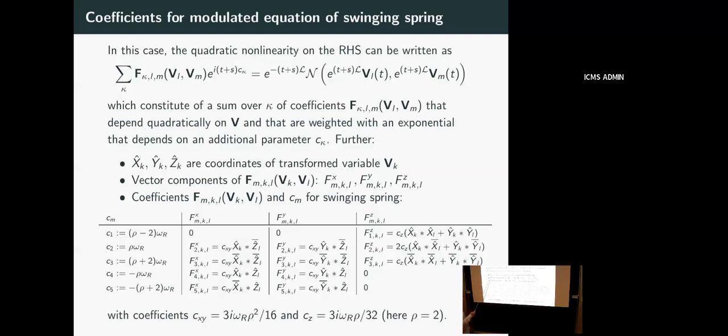And the hat components are those that are X, Y, and Z of the modulated solution. These are just a couple of coefficients that we need to represent the swinging spring in this form. And as I said, I just want to show that the nonlinearity can be represented like that, because later on, when I do the discretization, you will see that these terms appear.